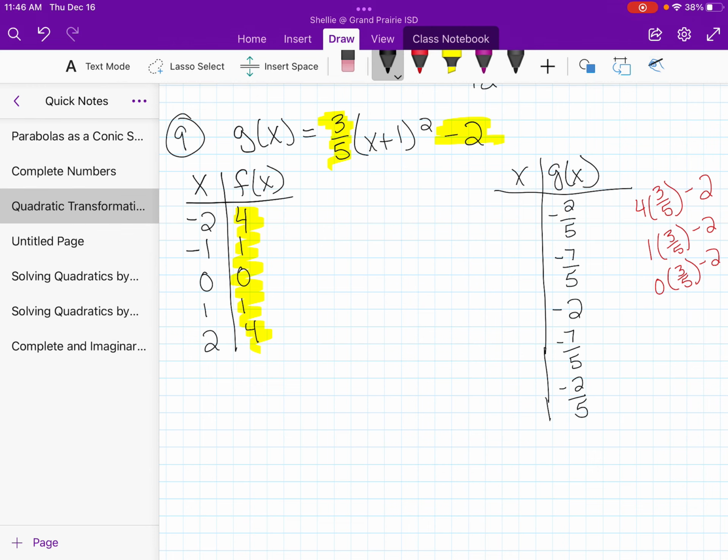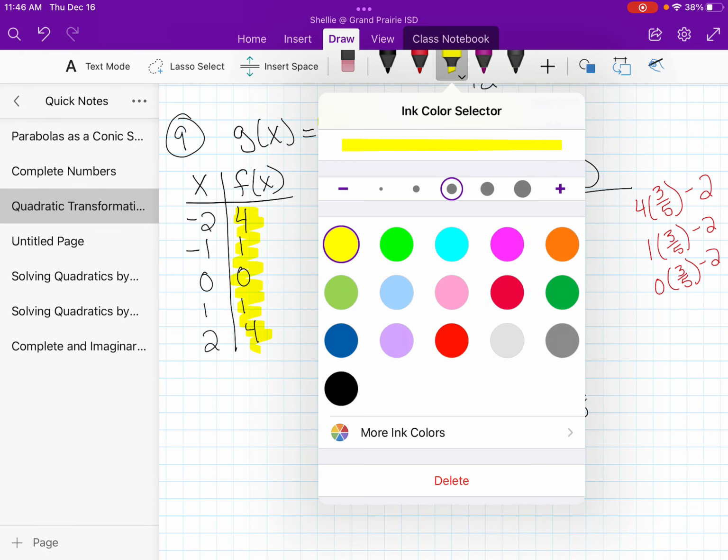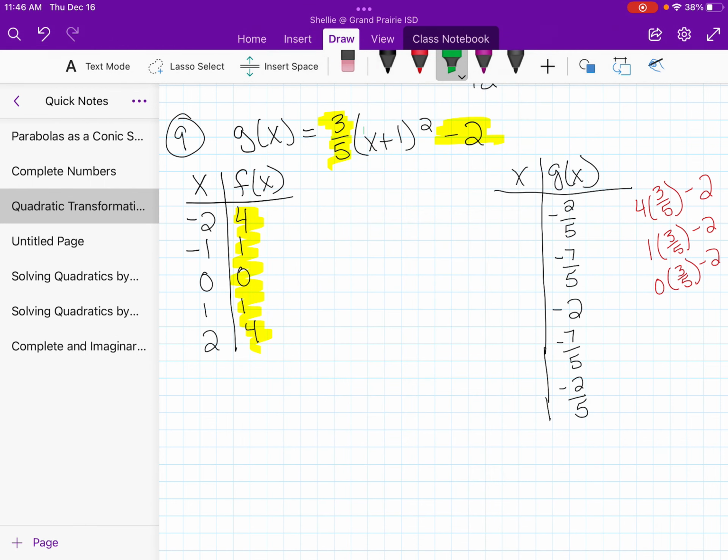So now I just need to do the x values. The horizontal changes are going to happen in the parentheses, and this is a relatively easy horizontal change happening right here. So the horizontal change is that I'm going left 1. In order to go left 1, I need to subtract 1. And I need to subtract 1 from the x values, so from all of these right here. So that's what I'm going to do to get my new x values.